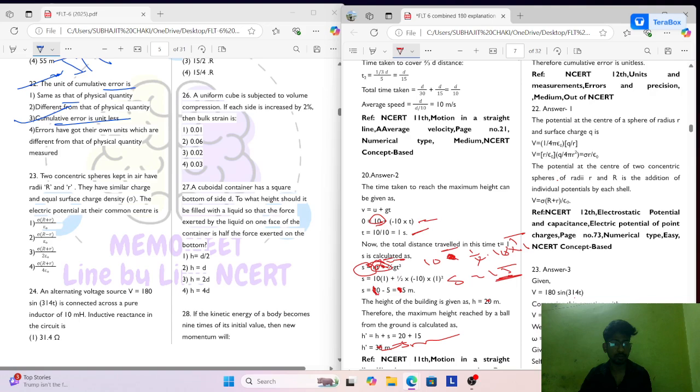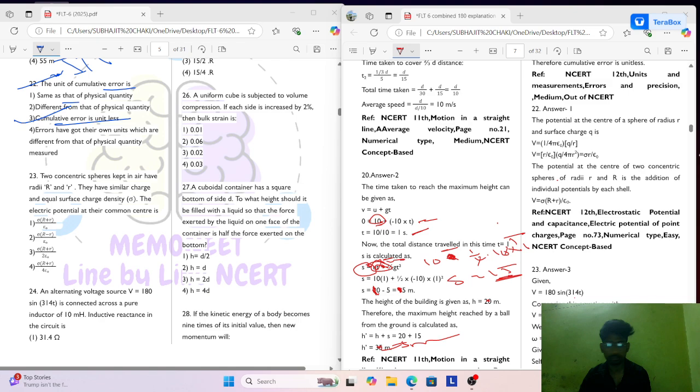Question number 22. Two concentric spheres kept in air have radius R, capital R, and small r. They have similar charge and equal charge density. The electric potential at the common center will be given by the formula V equals K Q by R. For the first, V will be equal to like this.